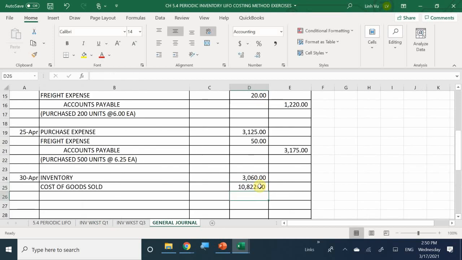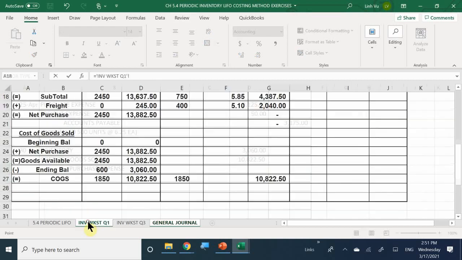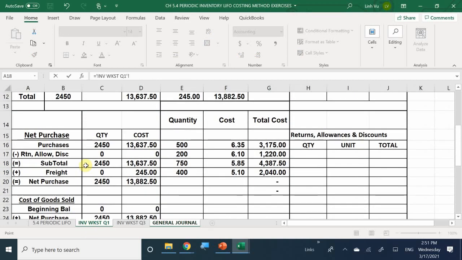And then, like I've mentioned before, if I'm dumping from one bucket to another, essentially I'm going to zero out my purchase expense and my freight expense. So in this context, I've already solved for what my total purchases was. What was my total purchases? Okay, hold on. Give me like 1 second to catch up. Okay, so what was my total purchases? 13,637.50. Correct. And what was my total freight?